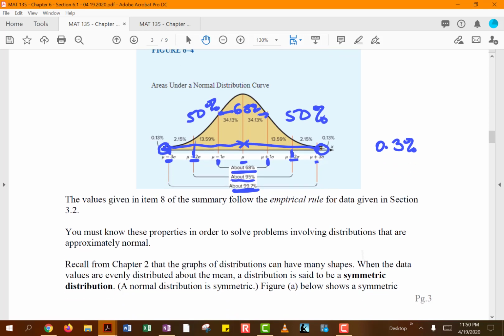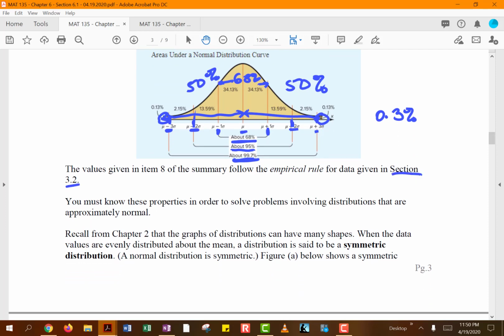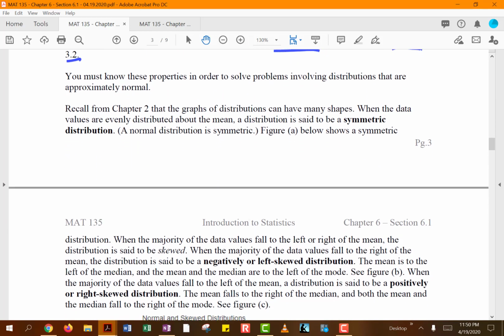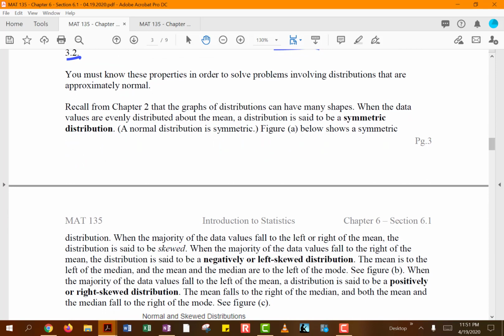Okay, so yeah, that was section 3.2, where we talked about the empirical rule. So that's the same thing that we are doing here. Empirical rule is, if you remember, also called the normal rule, and that's coming from this normal distribution over here. Okay, alrighty. Now they are also saying, recall that from chapter 2, the graphs of many distributions can have many shapes.